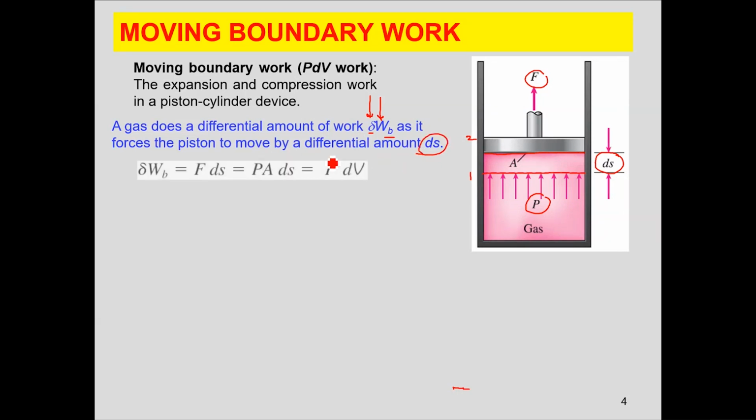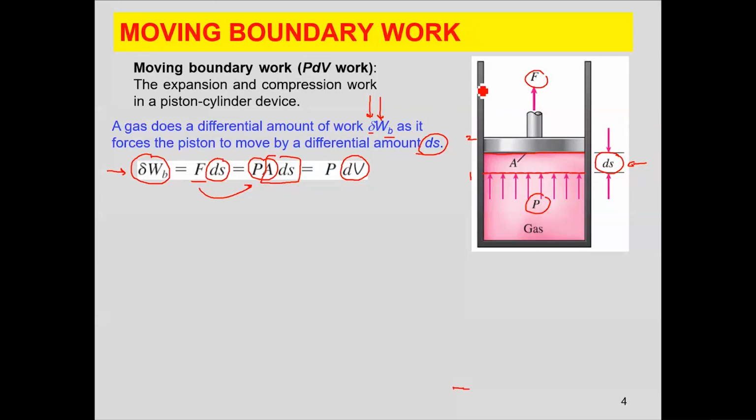So this differential amount of boundary work is equal to the force multiplied by the differential distance ds. And force is nothing but pressure into area. We can take the pressure P because you assume the system to be in equilibrium, or you assume the process to be a quasi-static process. And A into ds is nothing but the differential change in volume. A is constant, ds is the distance moved by the piston, so A into ds is the differential change in volume. Now, this is the differential work done as your piston moved a very small distance of ds.